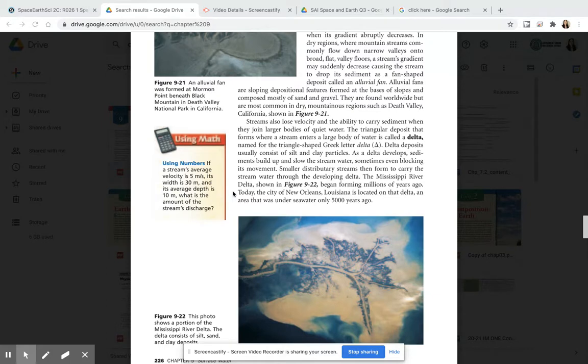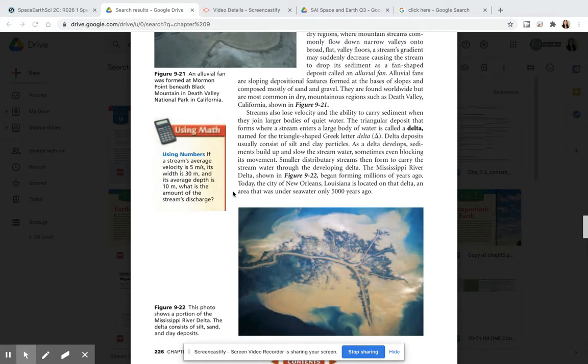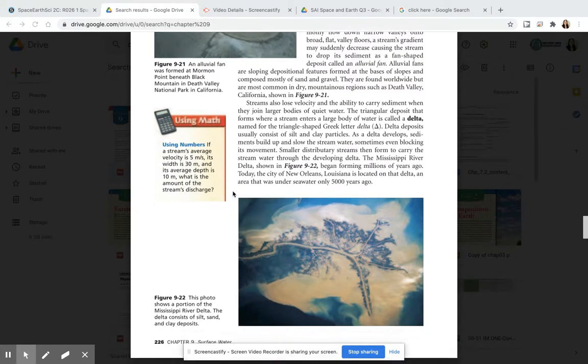The Mississippi River Delta, shown in figure 9.22, began forming millions of years ago. Today, the city of New Orleans, Louisiana, is located on the delta, an area that was under seawater only 5,000 years ago.